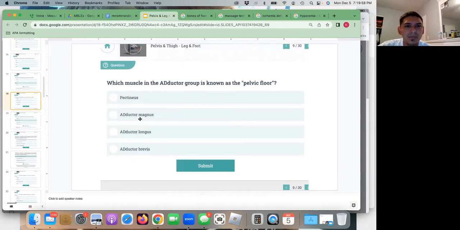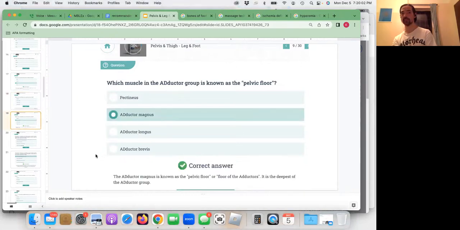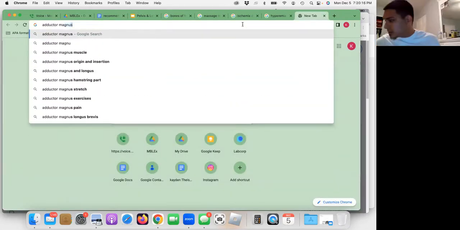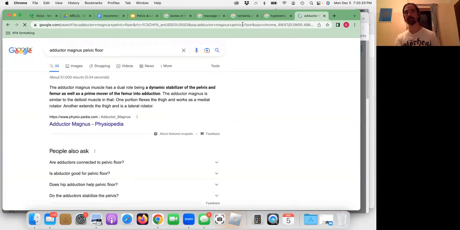Adductor longus. Okay, it's a good guess. It's as good as any. The answer is adductor magnus. The adductor magnus is known as the pelvic floor or the floor of the adductors. It's the deepest of the adductor group. That is really not well known. So let's look at adductor magnus and pelvic floor.